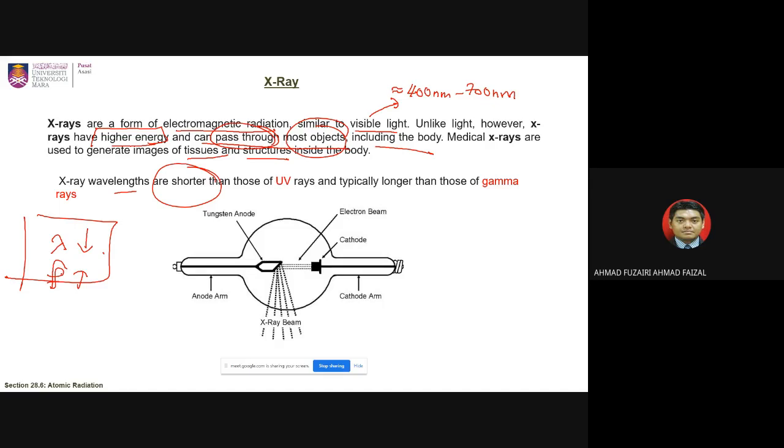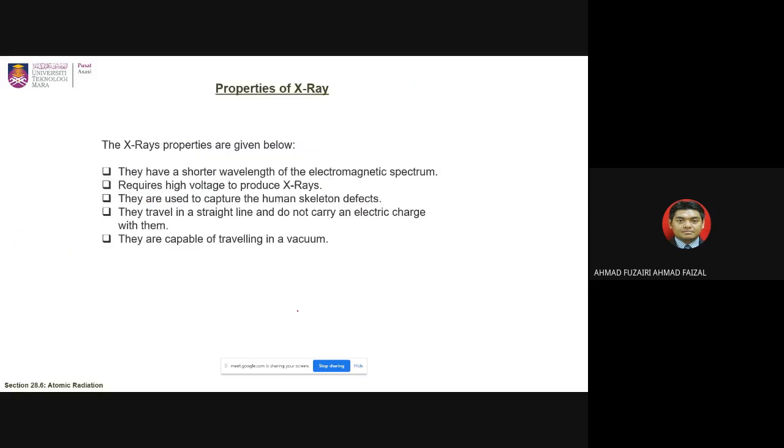That's how they produce X-rays using the tungsten anode. This is the cathode, and from here the cathode will release electrons, and the electrons will hit the tungsten anode, and that's how they get the electrons accelerated in the way they want.